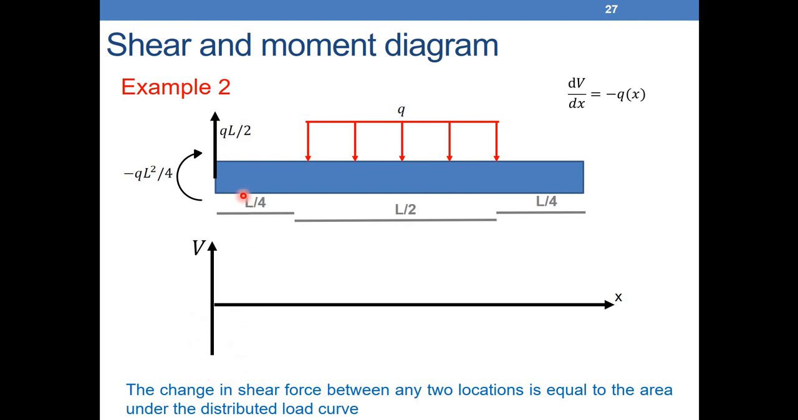As we did in the previous problem, for the shear force diagram we don't care about the moment, we just care about the forces. We put V and x. At the beginning, at 0, we have a QL over 2 going up, so we start with QL over 2 at the top. Between 0 and L over 4, we don't have any load, so Q is 0, which means V is constant, like we did in the previous problem.